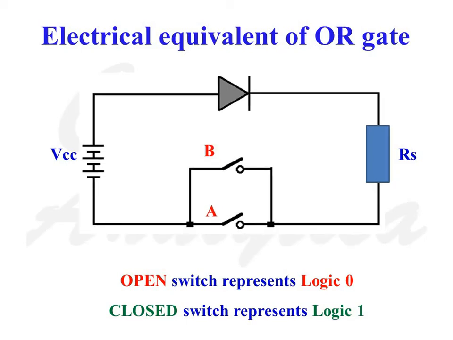This is the electrical equivalent circuit of an OR gate with two inputs A and B. Whenever A and B are open, current flow through the circuit is equal to 0. Whenever any one of the two inputs is at logic 1, then current flows through the circuit, LED is forward biased and LED emits light, representing logic 1.